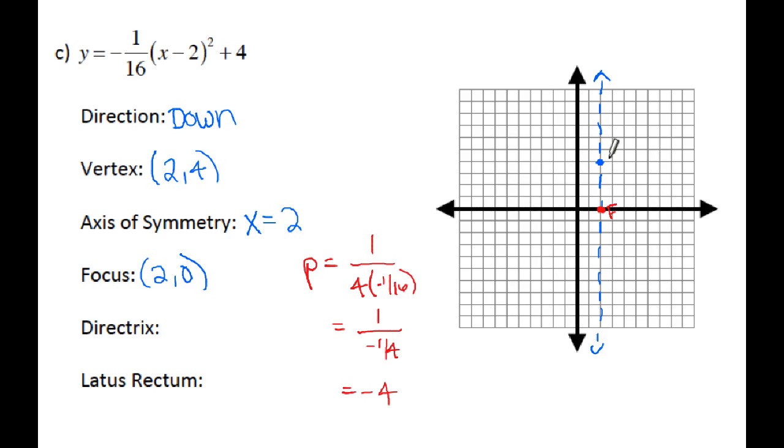For my directrix, I'm going in the other direction. And then since I'm moving up, I'm going to add 4, and my directrix is going to be at y equals 8. Which is exactly where it's going to cross the y-axis.